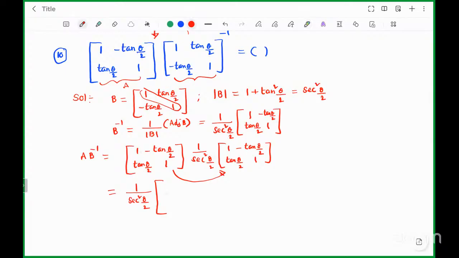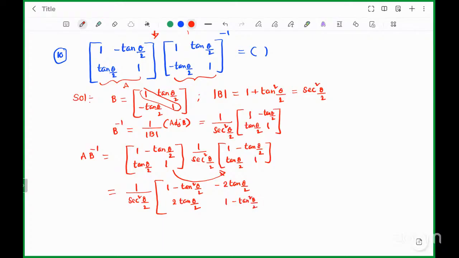1 into 1, 1 minus tan square theta by 2. First row, second column: minus tan theta by 2 minus tan theta by 2, minus 2 tan theta by 2. Second row, first column: tan theta by 2 plus tan theta by 2, that is 2 tan theta by 2. Second row, second column, that is 1 minus tan square theta by 2.